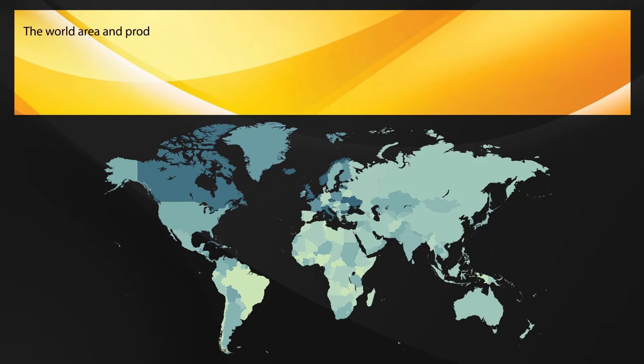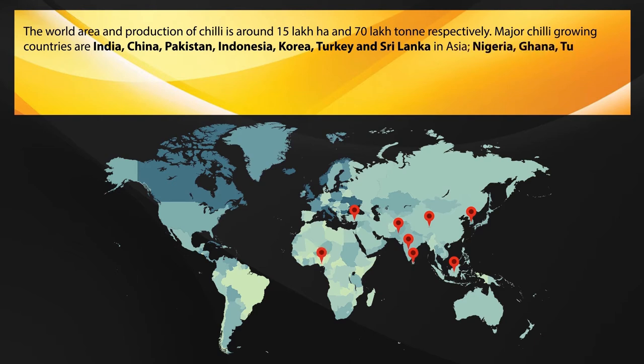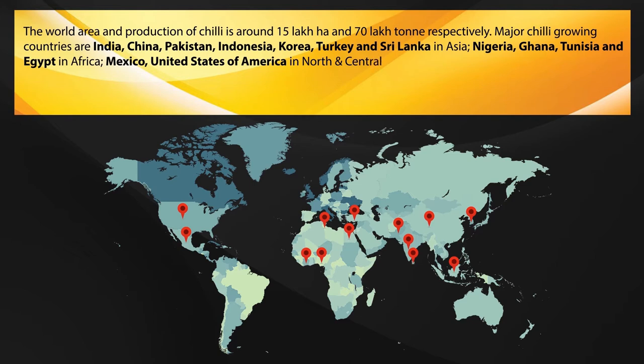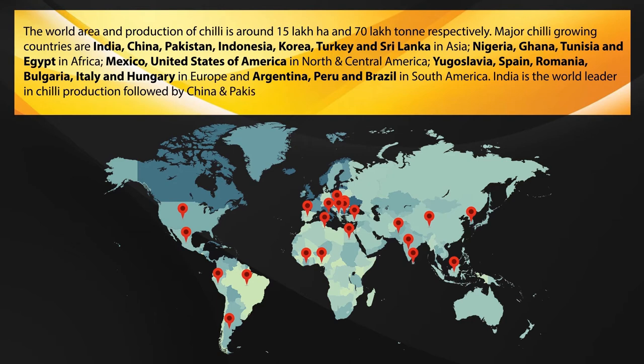The world area and production of chili is around 15 lakh hectares and 17 lakh tons respectively. Major chili growing countries are India, China, Pakistan, Indonesia, Korea, Turkey, and Sri Lanka in Asia; Nigeria, Ghana, Tunisia, and Egypt in Africa; Mexico and the United States of America in North and Central America; Yugoslavia, Spain, Romania, Bulgaria, Italy, and Hungary in Europe; and Argentina, Peru, and Brazil in South America. India is a world leader in chili production, followed by China and Pakistan. The bulk share of chili production is held by Asian countries.